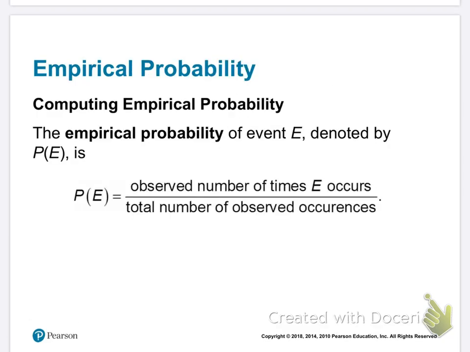So first we have empirical probability. Computing empirical probability: the empirical probability of an event E, denoted by P of E, is the observed number of times E occurs over the total number of observed occurrences. So this is if I gave you guys a die, and you roll it, and I want you to find the empirical probability of rolling a 3. We know the theoretical probability is 1/6 of the die, but if I told you to roll it 50 times, you'd have 50 different outcomes, and you're going to see how many you had on there.